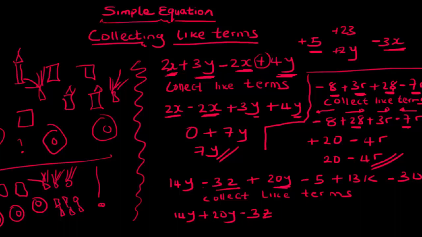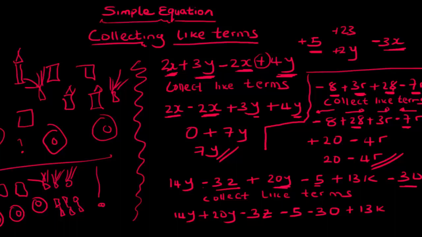Then do we still have z? No, we don't have z, so I'm going to pick the next one, number, minus 5. Do we have any other number? Yes. What's the sign of 30? Minus 30. Then what else? I've not put k, and the sign is plus, so I have plus 13k. We don't have any other k. Now I'm going to count to be sure I've taken every number and variable. 1 2 3 4 5 6. Here we have 1 2 3 4 5 6. Perfect. So I've put into consideration every variable and every number.